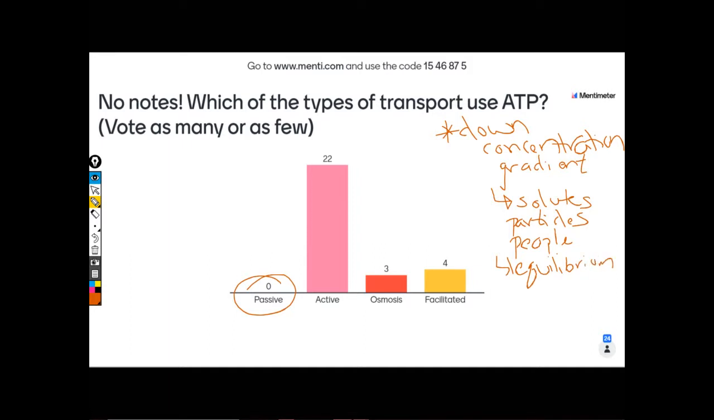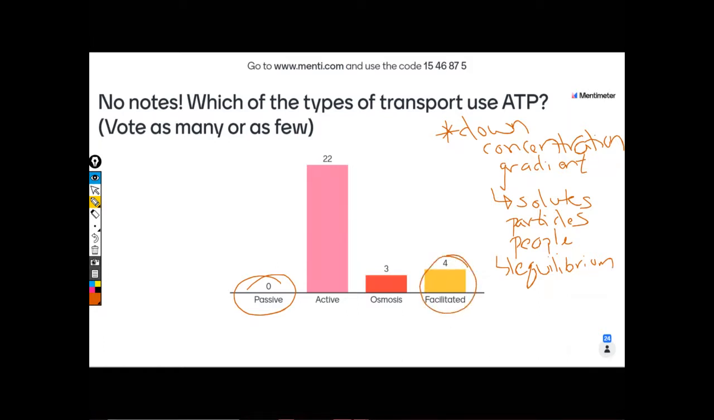Okay, these are the hallmarks of our passive transport. All right, so you guys nailed the daylights out of it. We knew that was definitely not it. So let's look at our other least favorite. Let's skip over to facilitated.